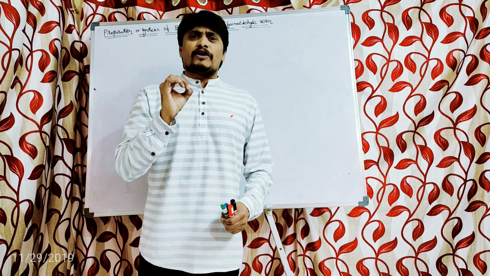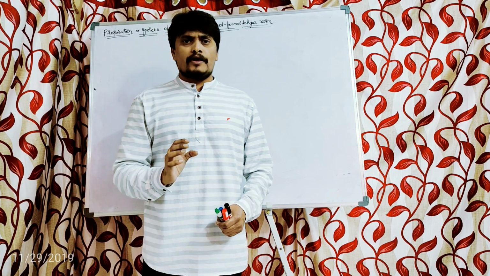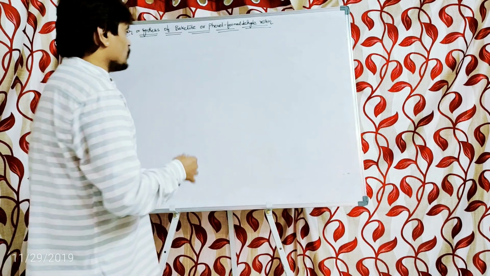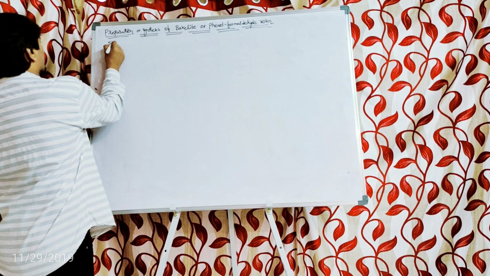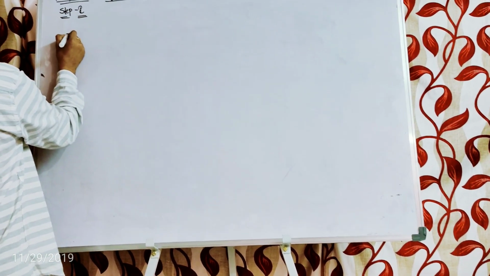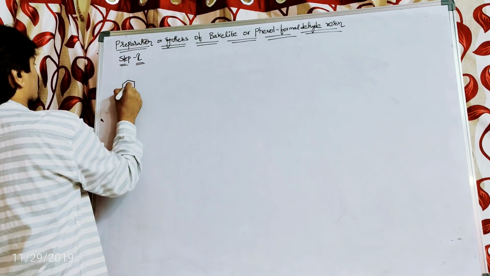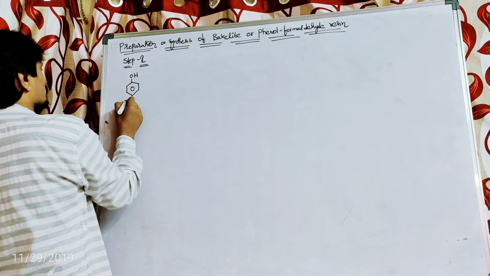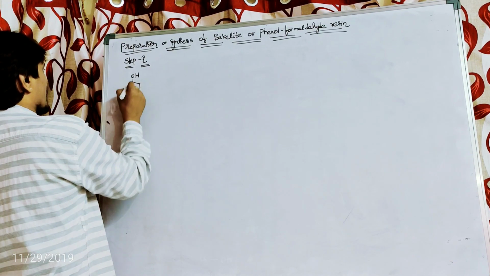Now what is phenol, students? Phenol is benzene with a hydroxyl group. Benzene with a hydroxyl group is phenol. So in step one, phenol. What is phenol, students? Benzene with a hydroxy group, that is, phenyl with a hydroxy group, is nothing but phenol.